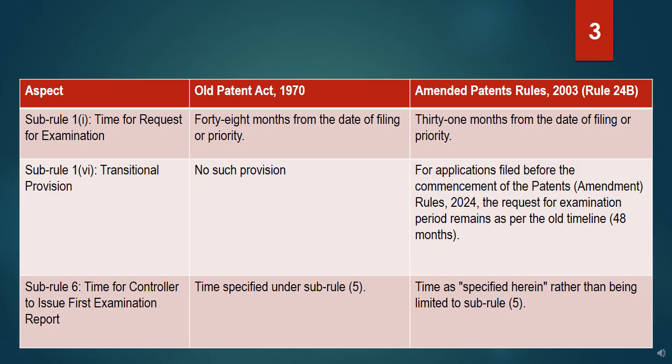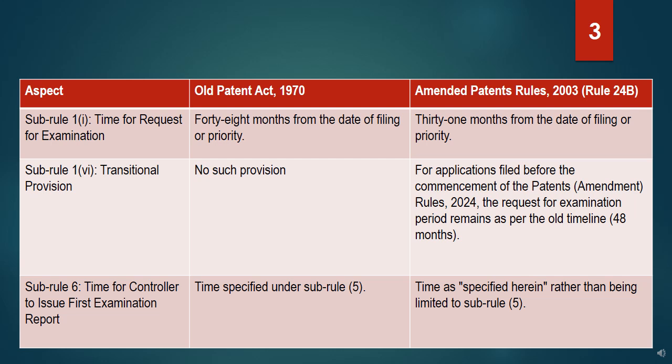This amendment to Rule 24B of the Patent Rules 2003 makes significant changes to deadlines and procedures for patent examination. First one is reduction in time limit for requesting examination, Sub Rule 1.